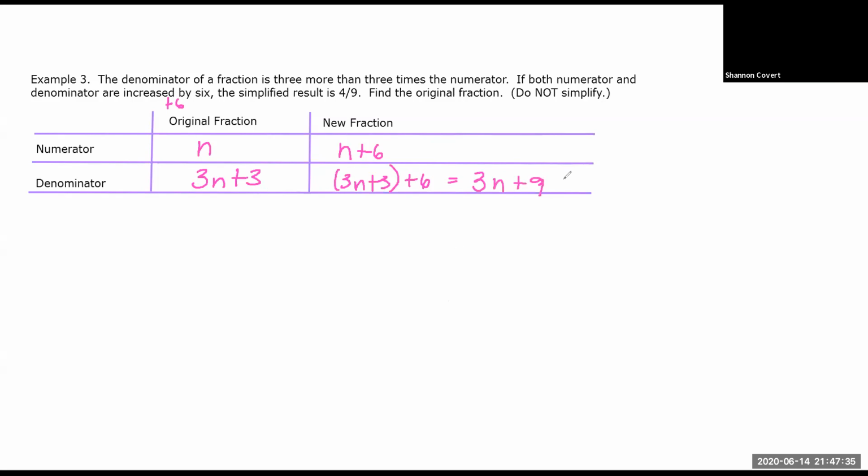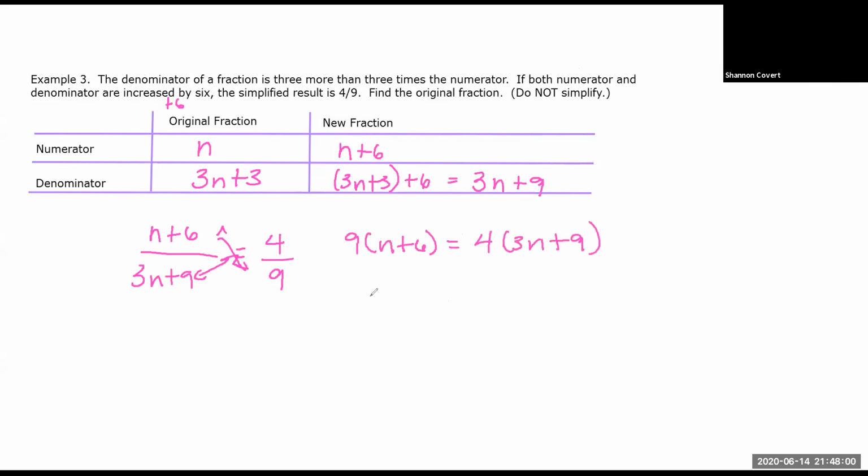And it says that that fraction, when I simplify it, is 4 over 9. That's the equation I'm going to solve. n plus 6 over 3n plus 9 equals 4 over 9. I'm going to cross multiply. 9 times n plus 6 is equal to 4 times 3n plus 9.